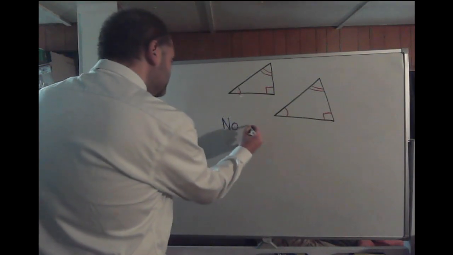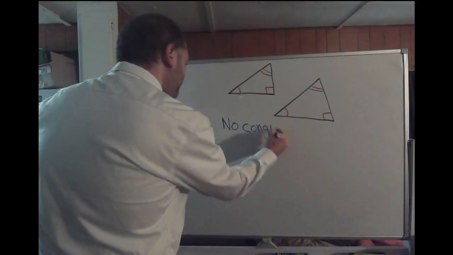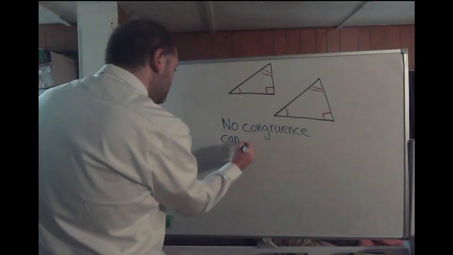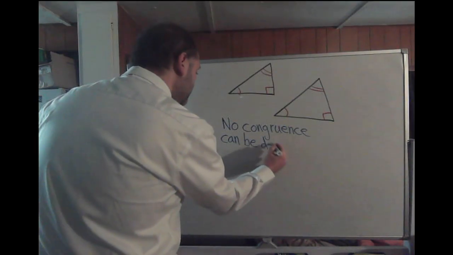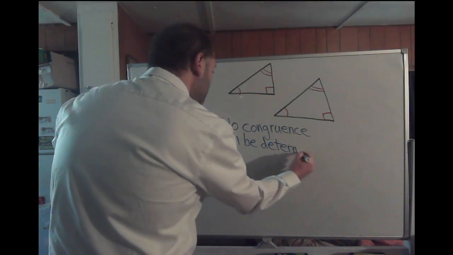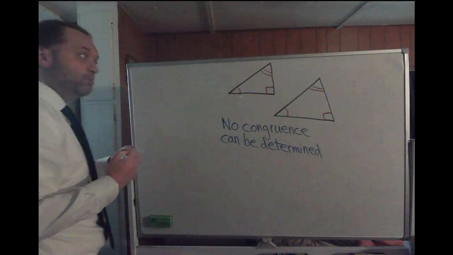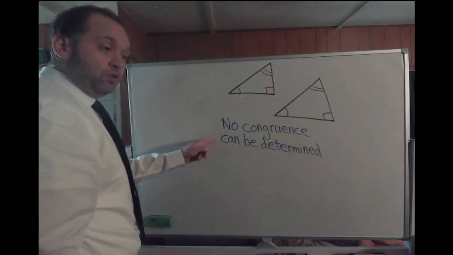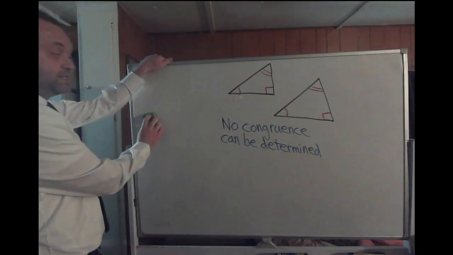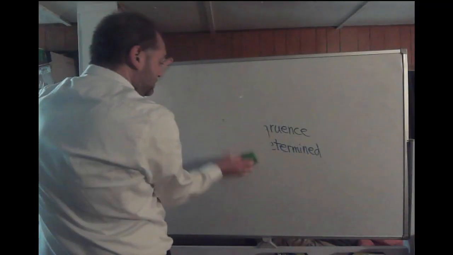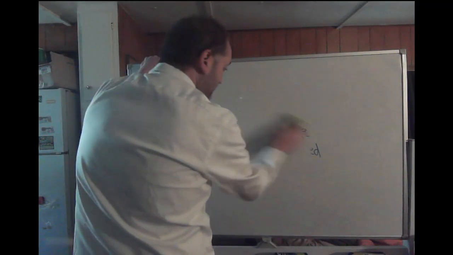So in this case, no congruence can be determined, because we know nothing about the sides, we only know about angles. So no congruence can be determined in this particular case. Okay, what's next?